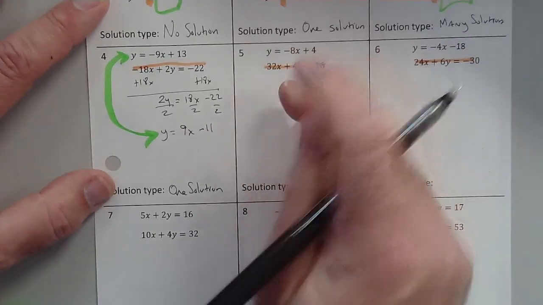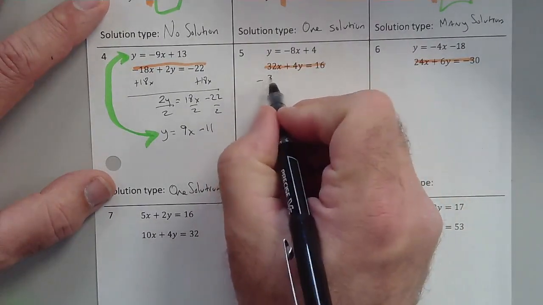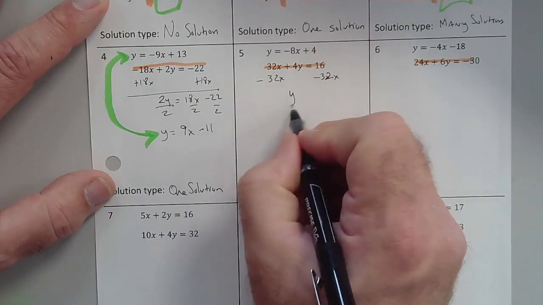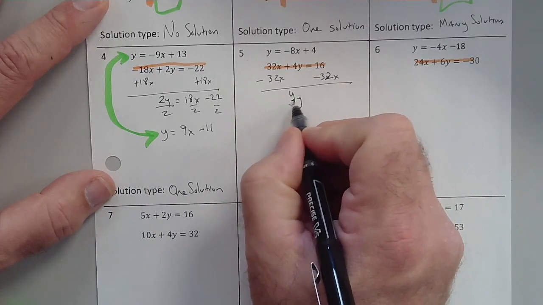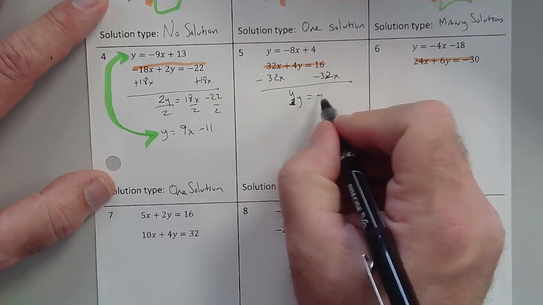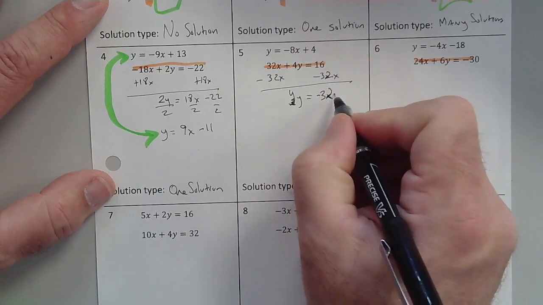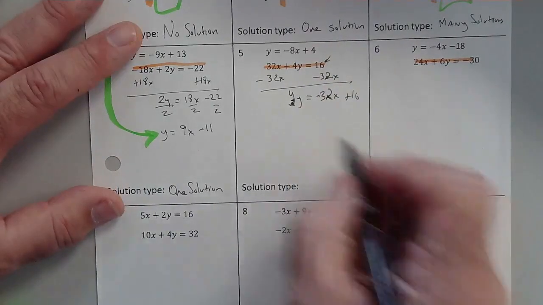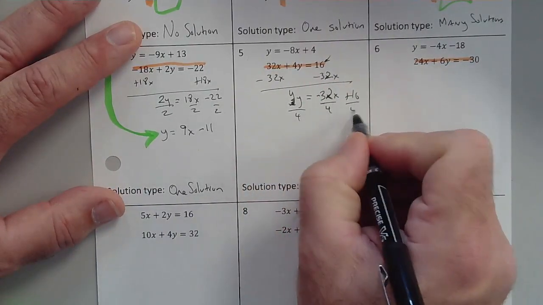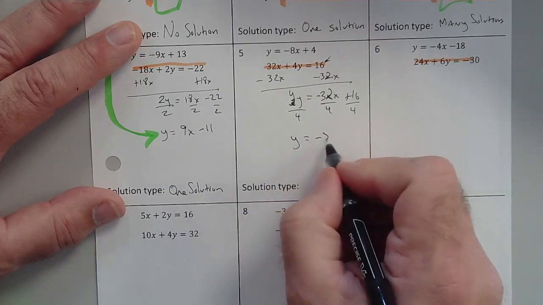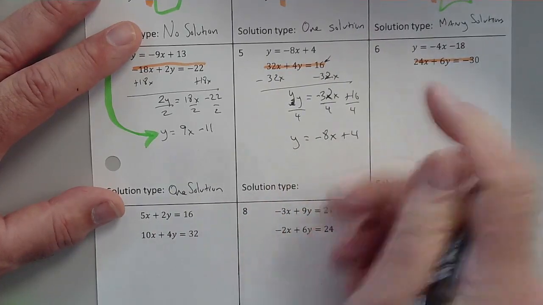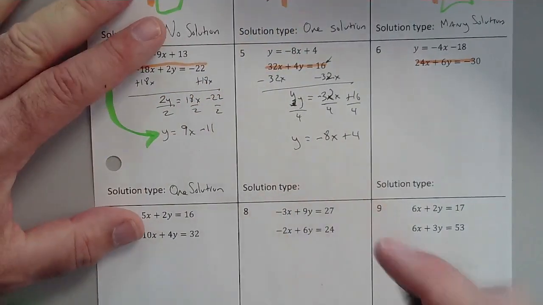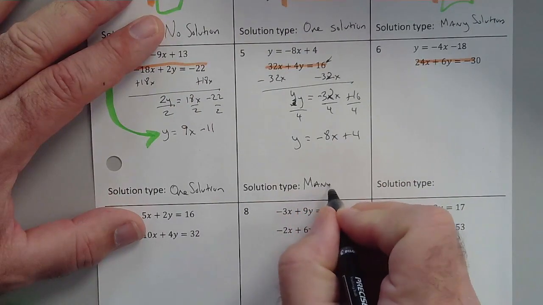Now we're doing this one. We want to get that y by itself, minus 32x, minus 32x. And I get 4y, this is a 4, sorry, equals negative 32x plus 16, this was a positive 16 here. Divide by 4. I get y equals negative 8x plus 4. Now I'm checking these two: negative 8, positive 4, negative 8, positive 4. That means many solutions.